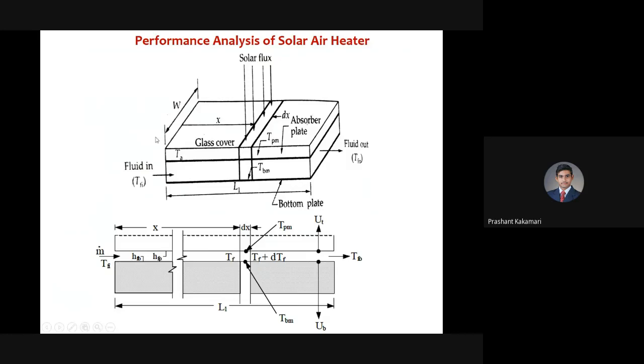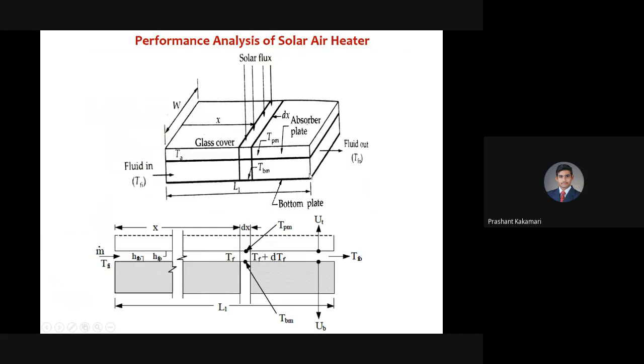Now taking the dimensions of this as a reference, I can assume the total length of the collector in the direction of airflow as L1. For our reference I consider W as the width of the collector. The bottom side shows the front side view. In the top 3-dimension or isometric view you can see the width, the length and the height of the collector.